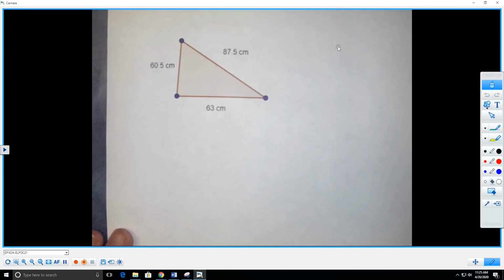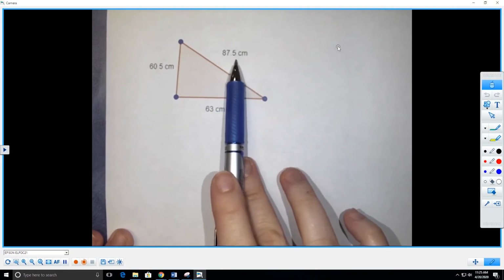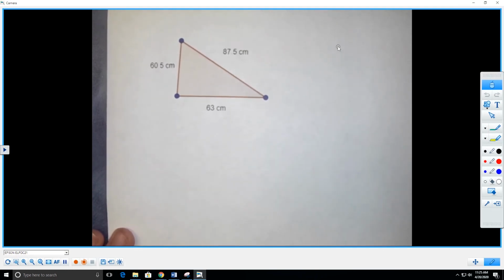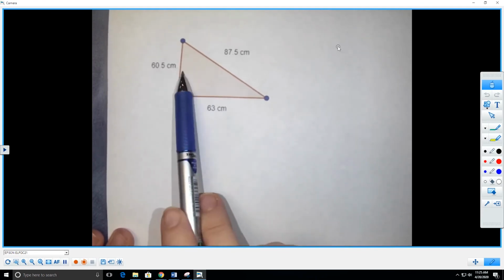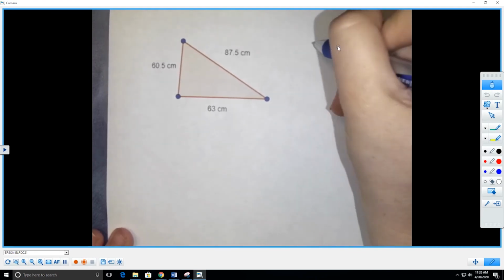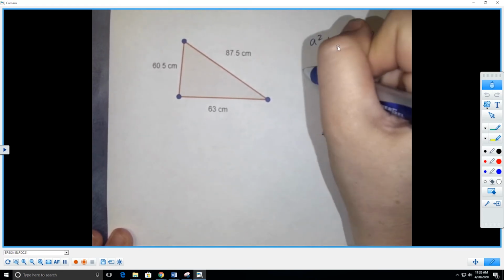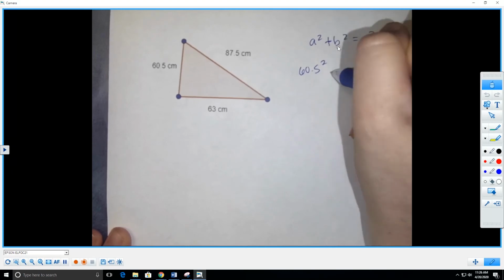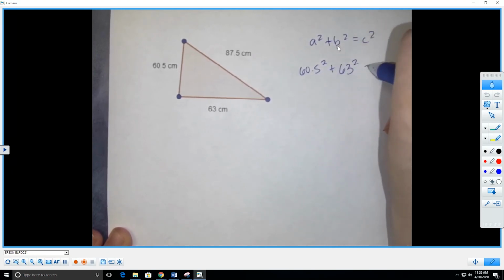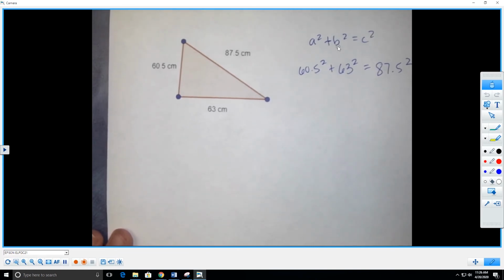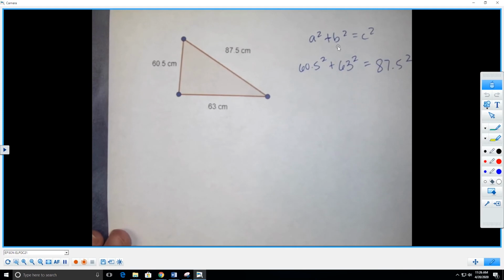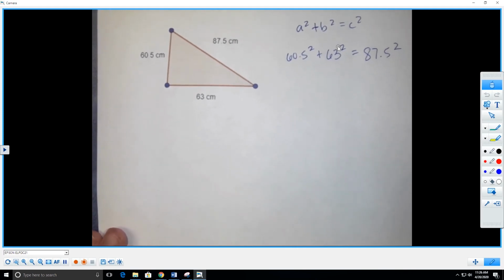What did you decide? I picked 87.5 centimeters because it's the longest side, and I hope you did too. Now the other two measures should be the legs. Follow along with me. And we're going to substitute in 60.5 and 63 for our leg lengths and 87.5 for our hypotenuse. Now simplify both sides and determine if this statement is true or false. I'll give you some time to finish.